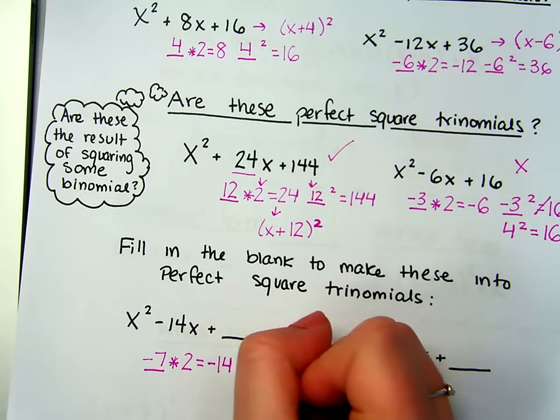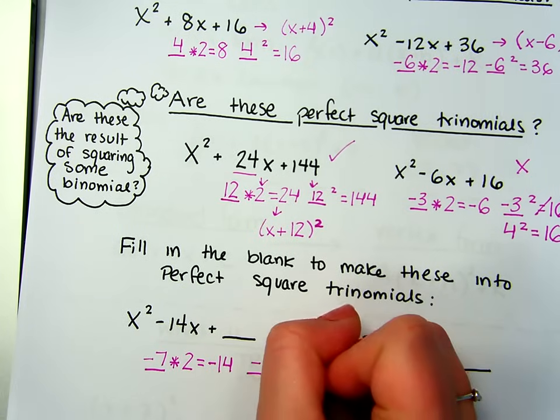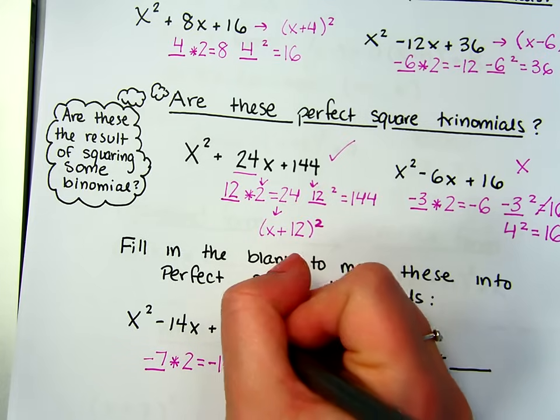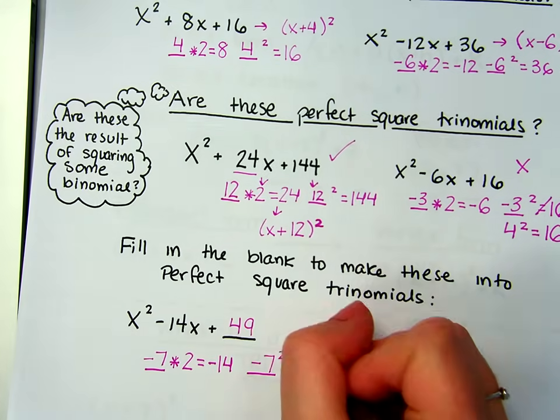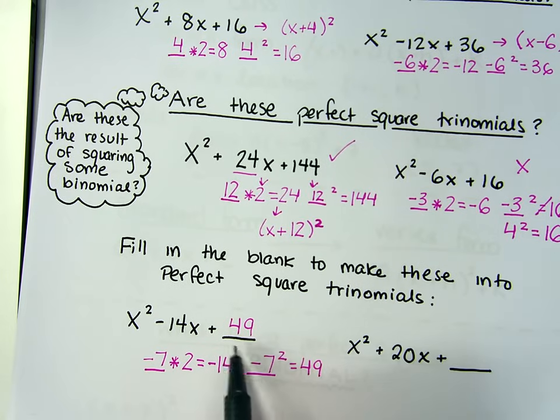Now we take that same number, negative 7, and we square it. Remember that negative 7 squared means negative 7 times negative 7. So that leaves us with the answer of positive 49. So I'll write that here, equals 49. So this is the number that we would then plug in to create our perfect square trinomial.